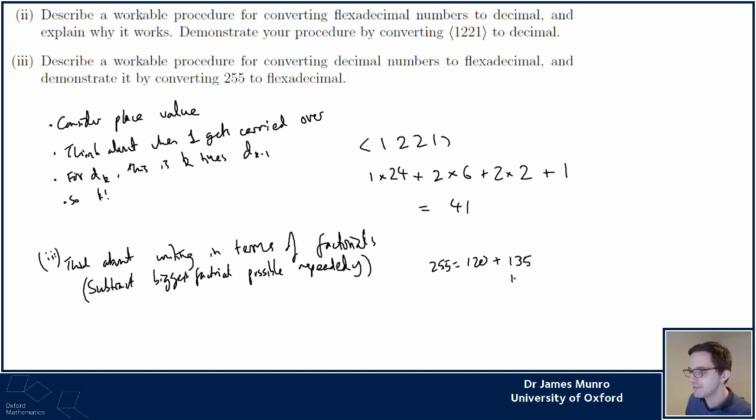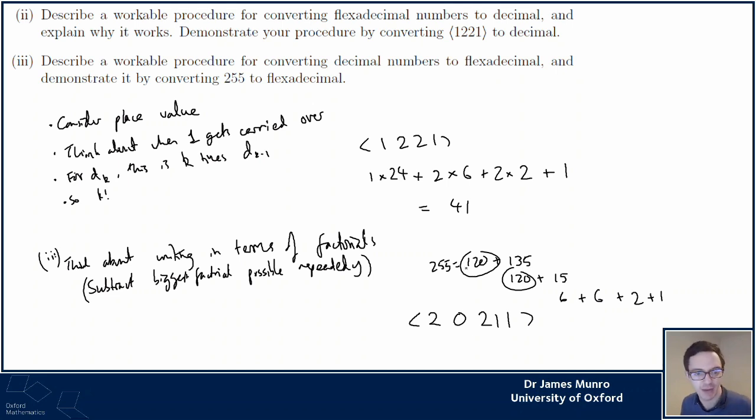135. 135 is 120 plus 15. 15 is, what's the smaller factorial? Something like 6 plus, what, 6 plus 6, isn't it? 6 plus 6 plus, and then 3 is 2 plus 1. So I think I've got two 120s, I've got no 24s, and then I've got two 6s, 2 and a 1 to give me the flexadecimal number 20211.